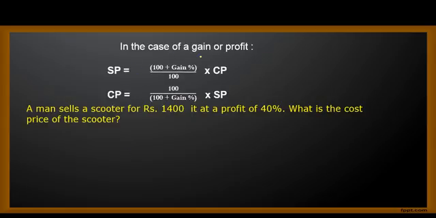In case of a gain or profit, selling price equals (100 plus gain percent) by 100 into cost price. Cost price is equal to, simply sending this, selling price by (100 plus gain percentage) into 100.